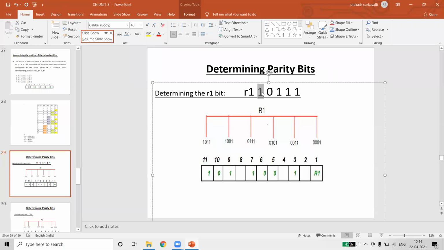R1 1 0 triple 1. How many ones are there here? 1, 2, 3, 4. So here we take even parity. Even parity means an even number of ones.